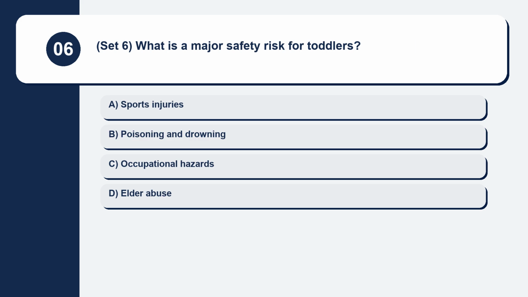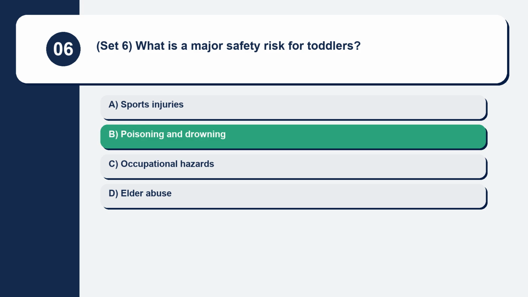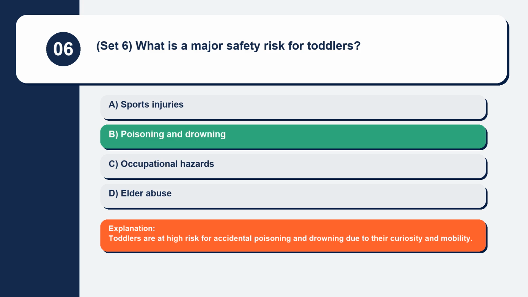Question 6. Set 6. What is a major safety risk for toddlers? Sports injuries, poisoning and drowning, occupational hazards, elder abuse. Toddlers are at high risk for accidental poisoning and drowning due to their curiosity and mobility.